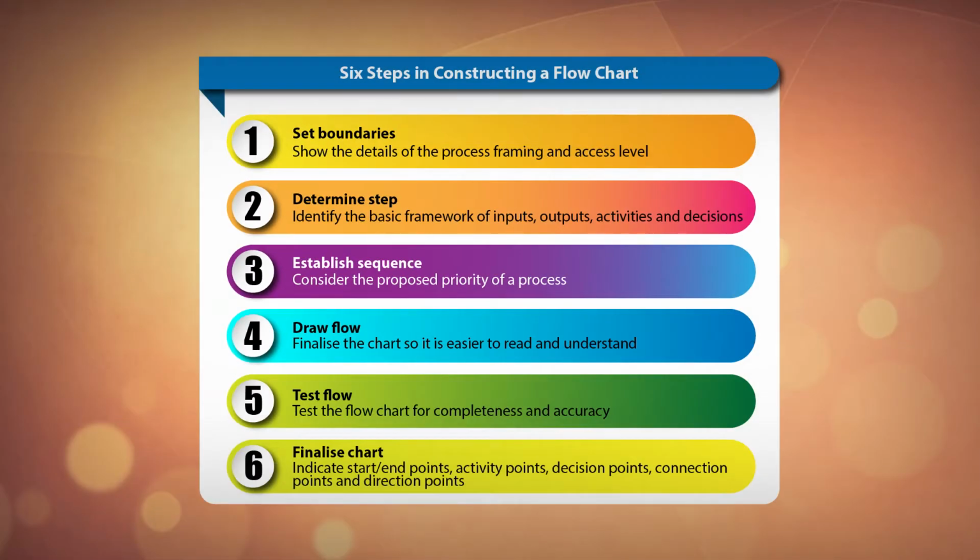In order to properly use a flowchart, you can follow the steps shown in this slide. Set boundaries. Show the details of the process framing and access level. Determine the steps, identify the basic framework for inputs, outputs, activities, and decisions. Establish sequence. Consider the proposed priority of the process. Draw the flow. Finalize the chart so it is easier to be read and understand. Test flow. Test the flow chart for completeness and accuracy. Finalize chart. Indicate start and end points, activity points, decision points, connecting points, and direction points.